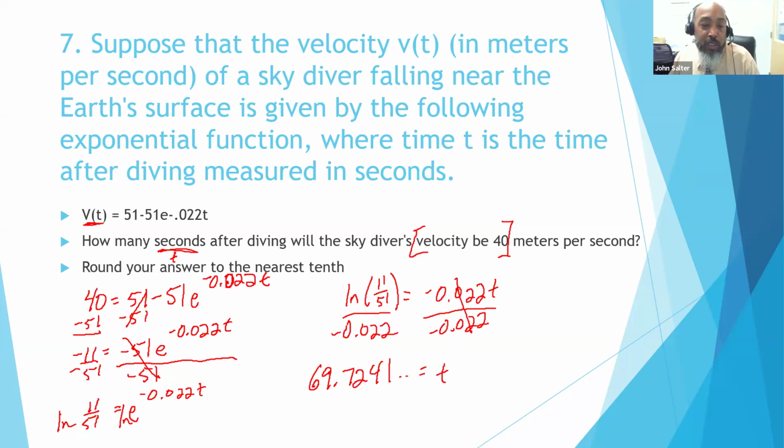But it says round to the nearest tenth. This is my tenths place. The number to the right is a 2. So my answer is just going to be 69.7 seconds. A lot of work, but it was really just order of operations ramped up with our understanding of logs is really what it was.